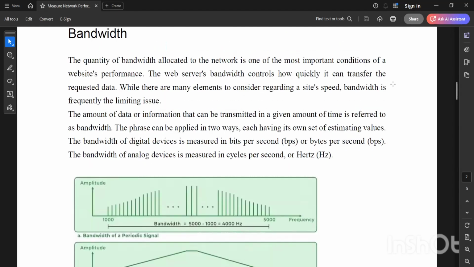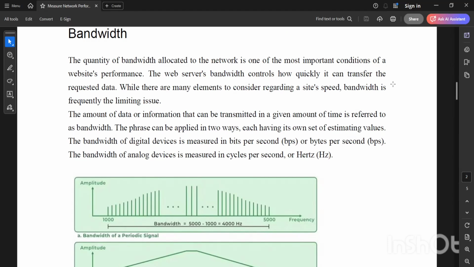The quantity of bandwidth allocated to the network is one of the most important conditions of a website's performance. The web server's bandwidth controls how quickly it can transfer the requested data. While there are many elements to consider regarding a site's speed, bandwidth is frequently the limiting issue.